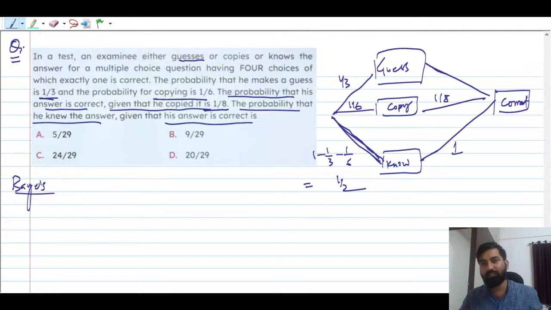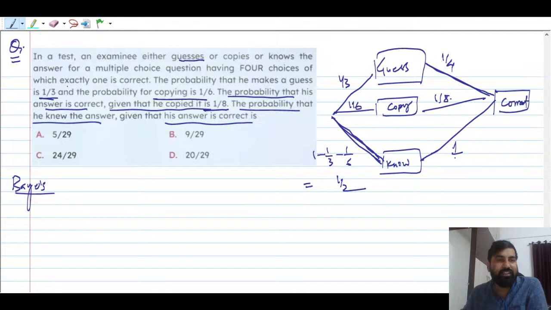So what is the probability of getting the answer correct if you are going to guess? It's simple, you guys can just find it out. That is going to be 1 by 4. Just add these two, 1 plus 1 by 8, and then subtract from 1, so you will get 1 by 4. It is such a simple question, anybody can find it out.